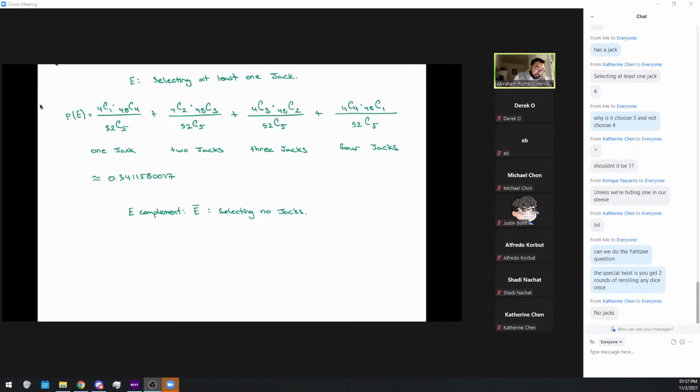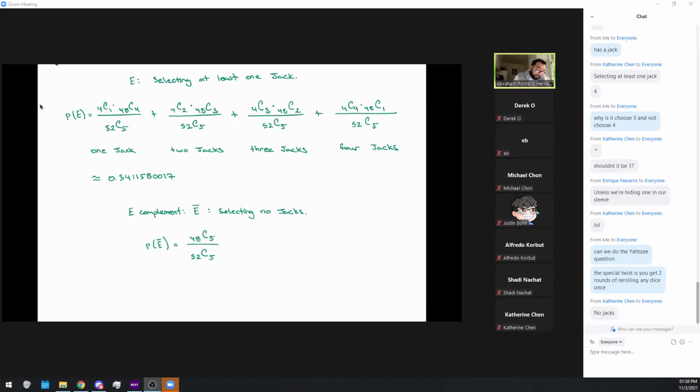Okay, so what's the probability of selecting no jacks? Well, let's determine that. Since you want no jacks, you want to guarantee that there are no jacks in that deck of cards. So you're going to remove all the jacks. That means you only have 48 cards. And you're going to choose 5 of them. So 48 choose 5, divided by the total possible outcomes, which are still 52 choose 5. So that's the probability of selecting no jacks.